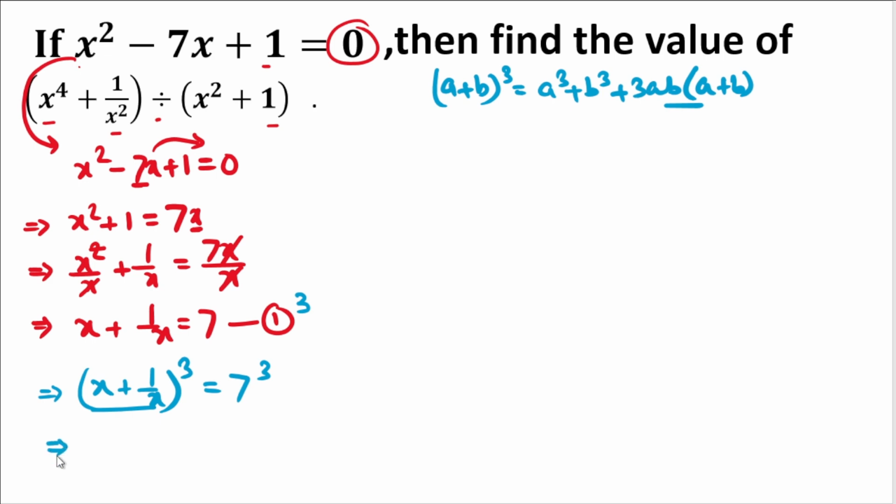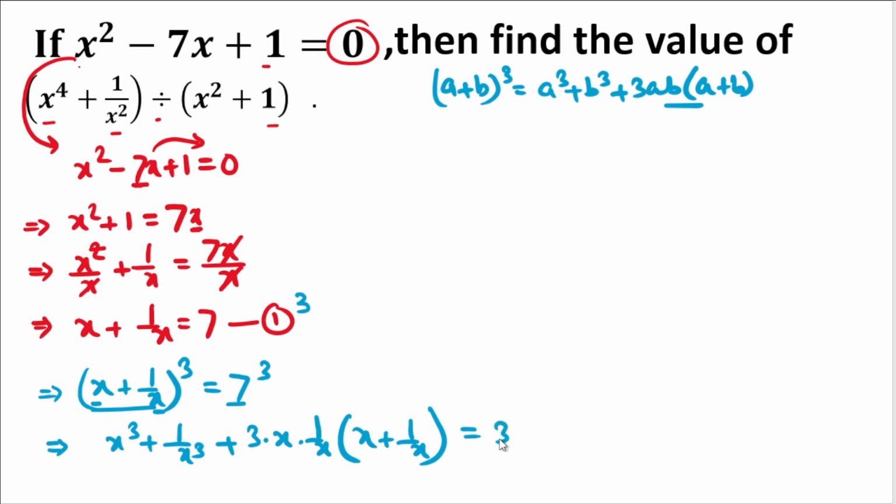So in place of a we have x, and in place of b we have 1 over x. So we'll write it as x cube plus 1 over x cube plus 3 times x times 1 over x, and in the bracket we have x plus 1 over x. So in the right hand side, 7 cube is 343. Now we'll simplify it.